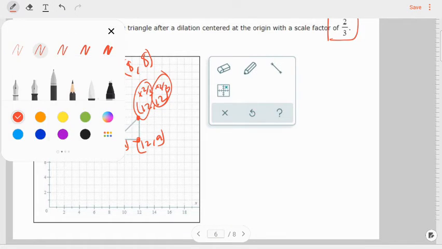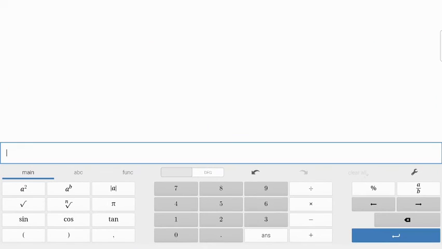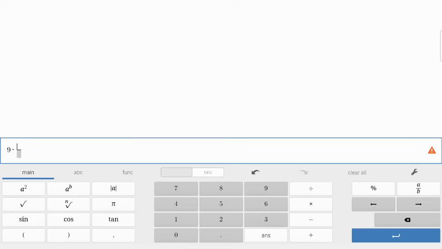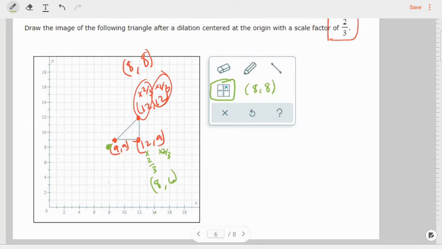And I'm going to change colors. Okay, 8, 8 is right here. Now you can always click this tool right here, which is just going to allow me to plug in points, and it will automatically graph it for me. Next point, timesing by 2/3 and timesing by 2/3. Well, we already did it up here. 12 times 2/3 is 8, and 9 times 2/3 is 6. So my new point is at 8, 6.